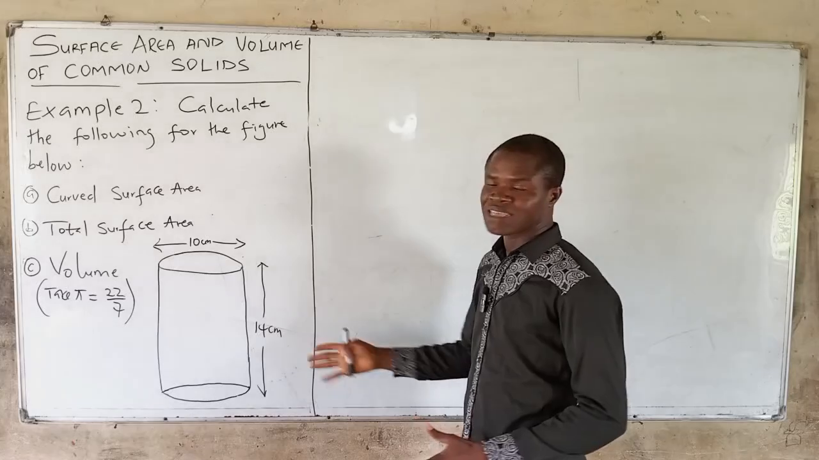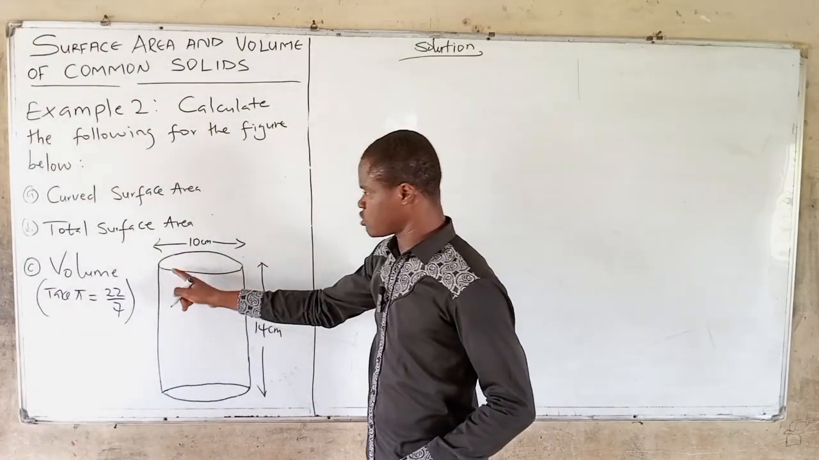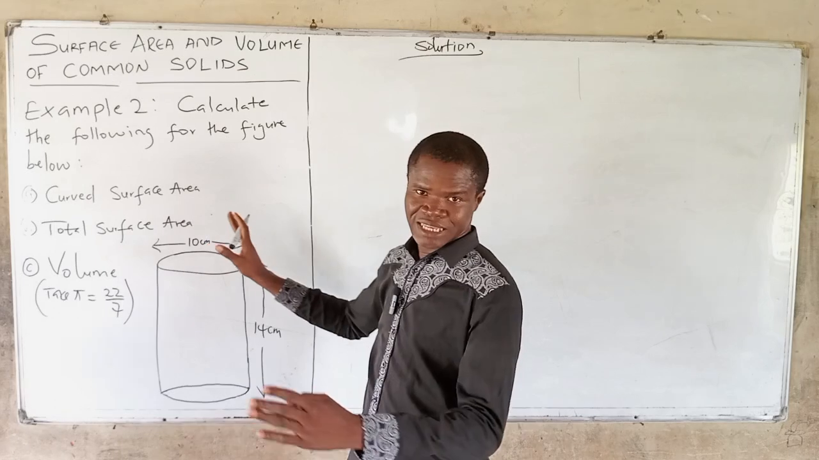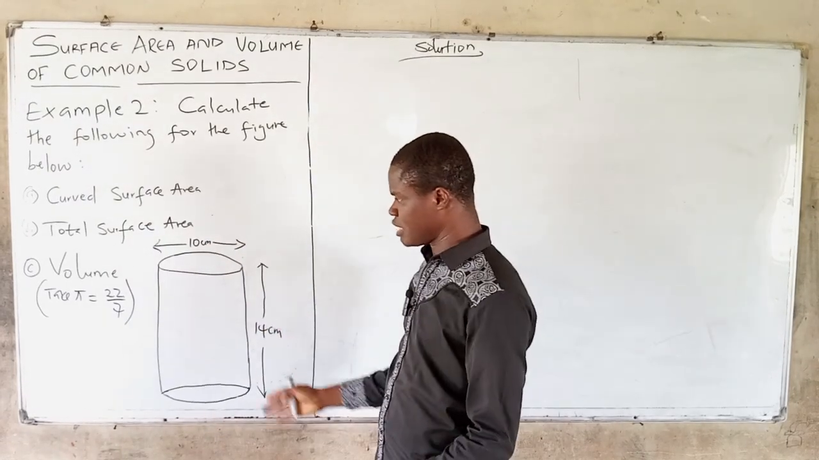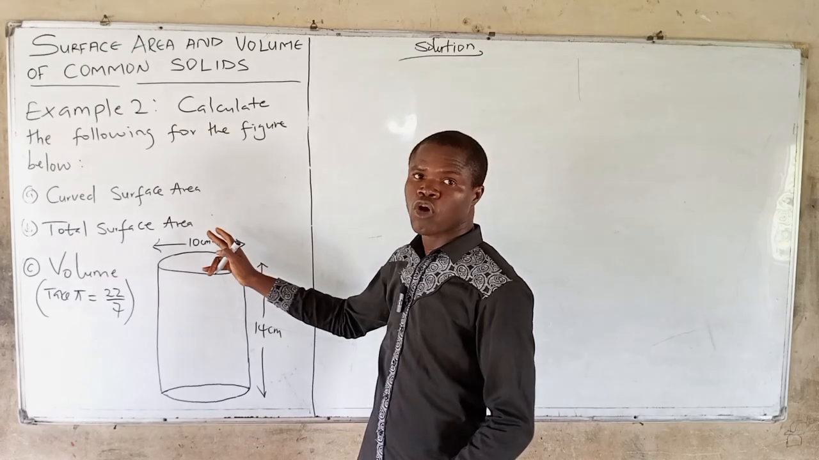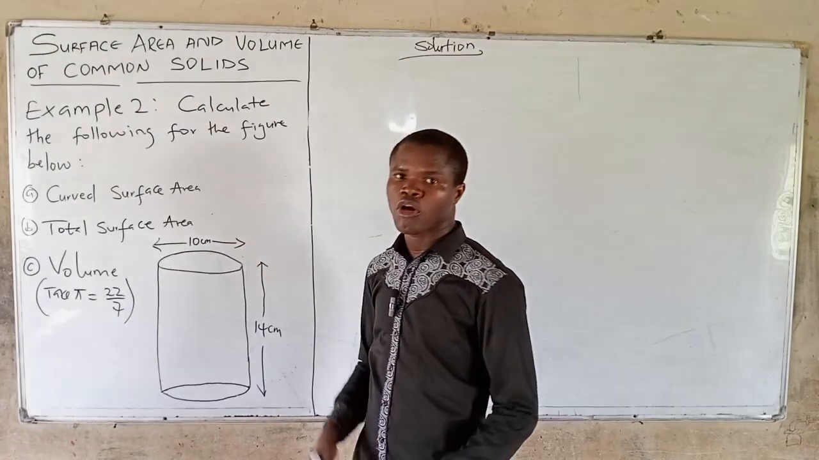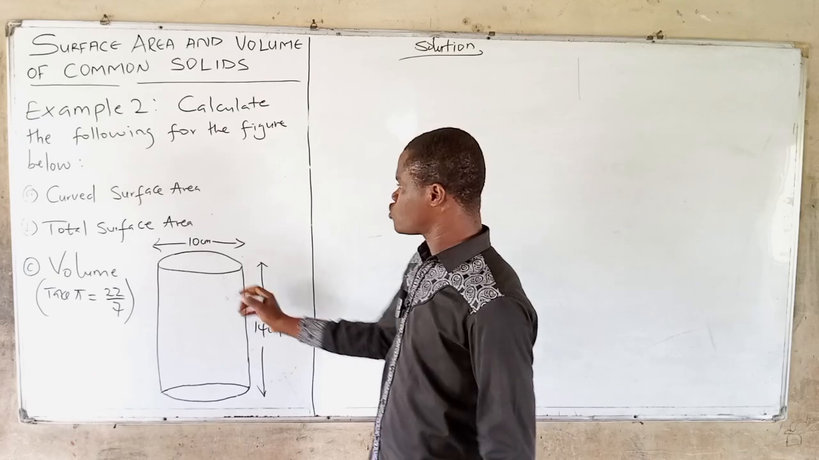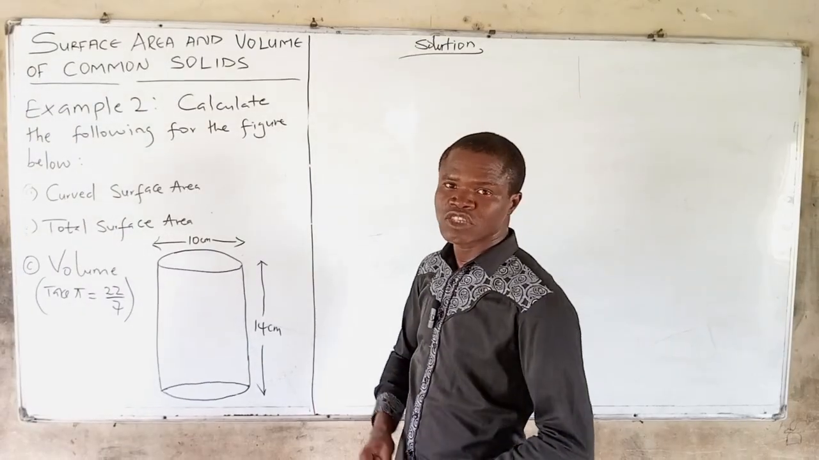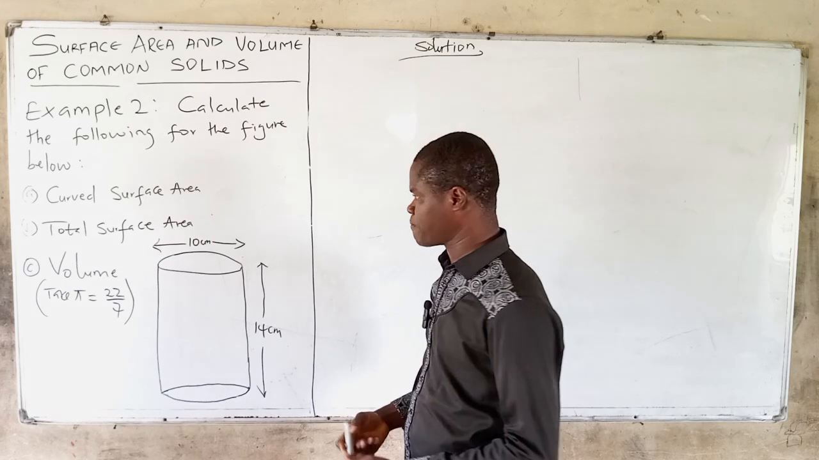So this is example number 2. Of course, this figure is a cylinder. We know that this is a cylinder because it has a circular top and a circular bottom of the same size. So the next thing to do is to write down our parameters.